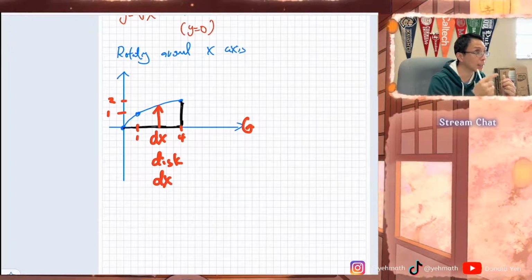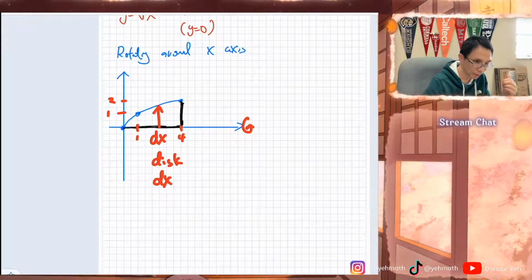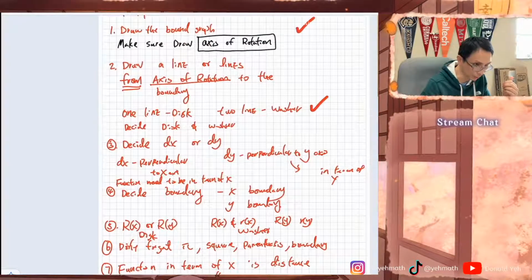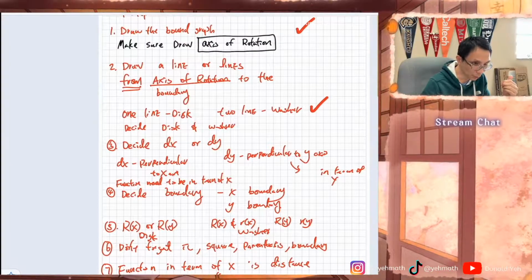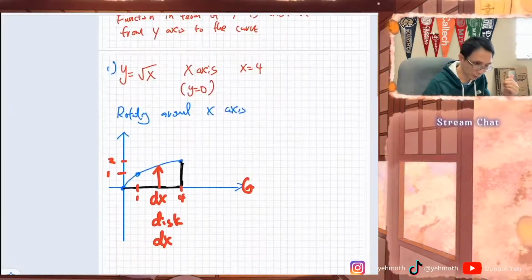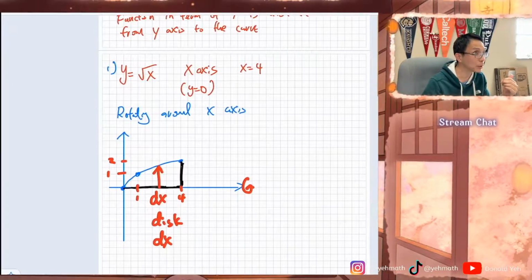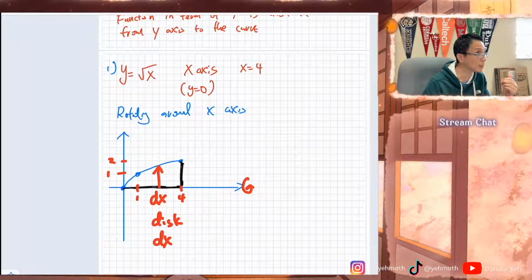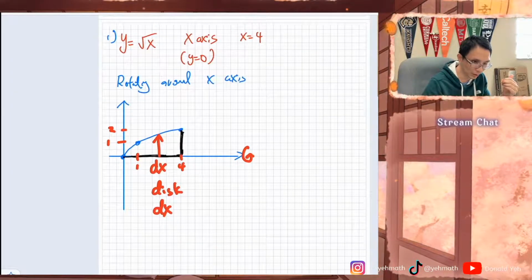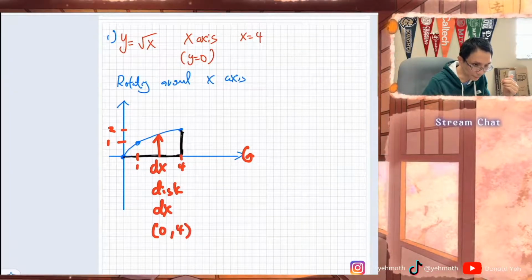So it's a disk and dx. So we are already in step 3. Step 4, decide a boundary. Do we have a boundary? Yeah. Between what value and what value? Not 1 and 4. 0 to 4. Good.